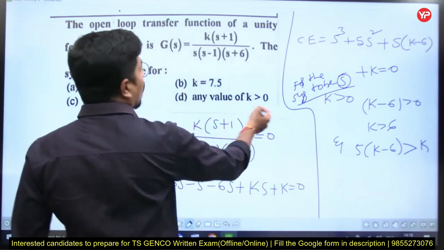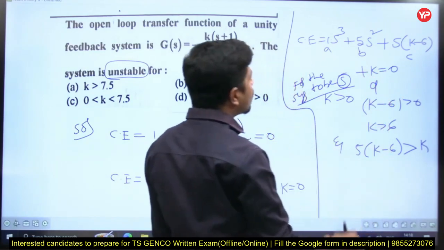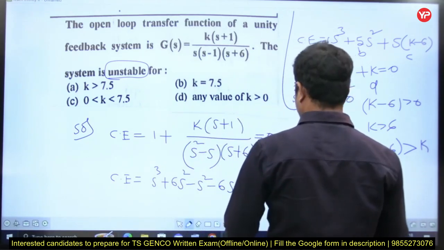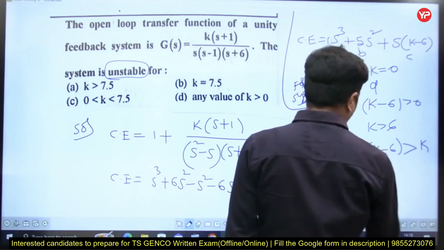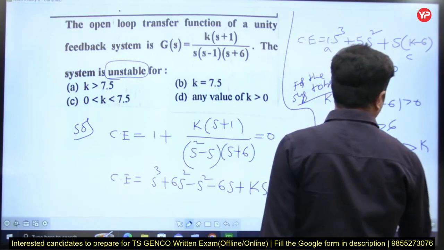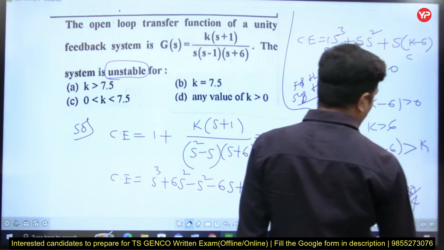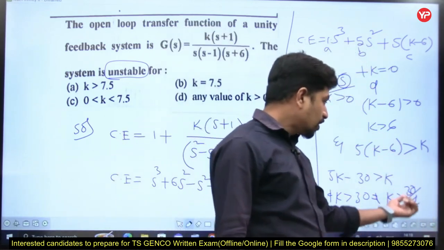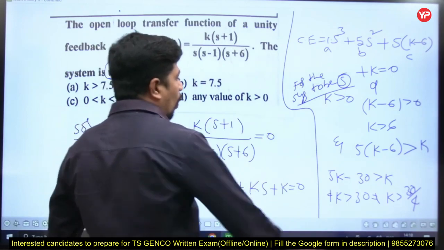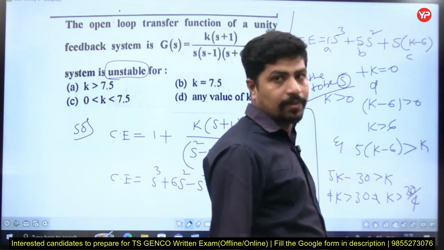BC must be greater than AD. This is B, this is C, this is A, this is D. So BC: 5 into K minus 6 must be greater than K. So 5K minus 30 must be greater than K, so 4K must be greater than 30. That implies K must be greater than 30 by 4. How much is 30 by 4? 4 sevens are 28, remainder 2, so it is 7.5.